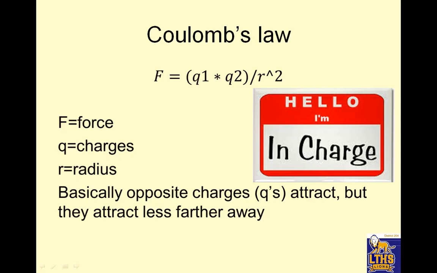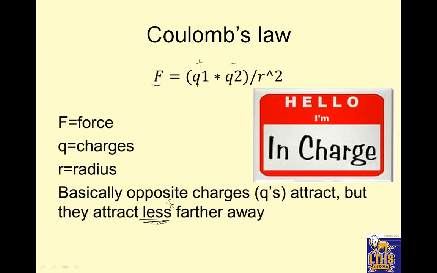Coulomb's law. Coulomb's law is force equals Q1 times Q2 over R squared. F is force. Q is the charges. Q1 doesn't have to be specifically positive and Q2 negative, but notice this force will be negative, and R is the radius. Basically, opposite charges attract, but they attract less if they are farther away.